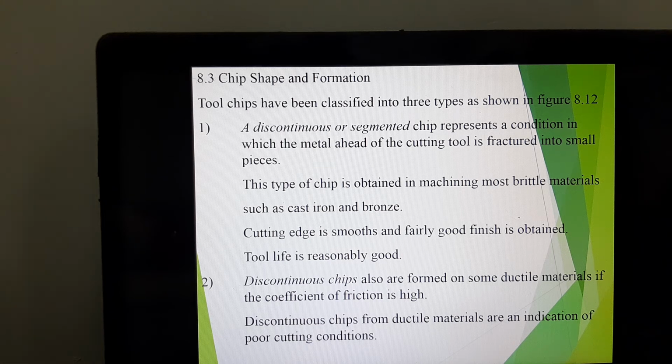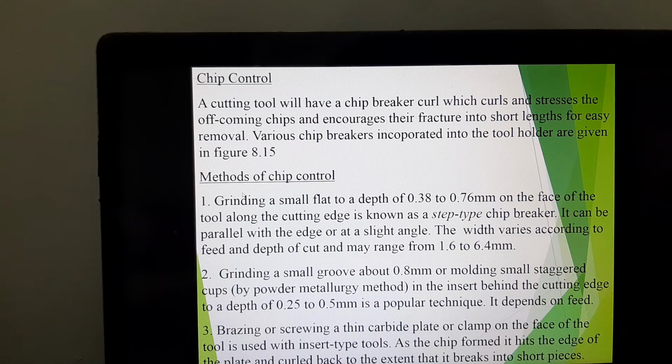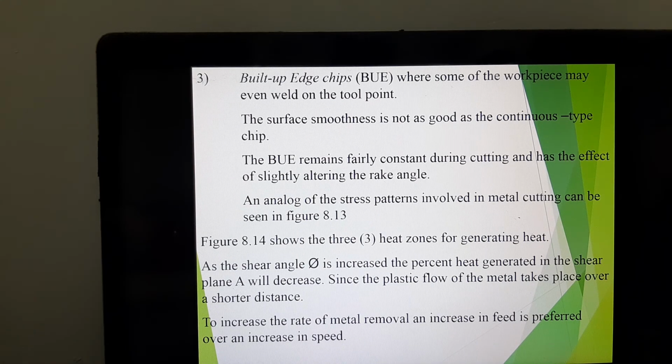A ductile material would be a continuous long form chip. Okay, so these are commonly found chips, but the only type of chip that we want to avoid would be a built-up edge chip. What is a built-up edge chip? So if you recollect, in the last slide, I mentioned to you something about the chip. If you use a positive back rake angle, the chip is going to curl and move towards the cutting zone, and at some point, if it's not being controlled, what happens? The chip may weld against the cutting tool.